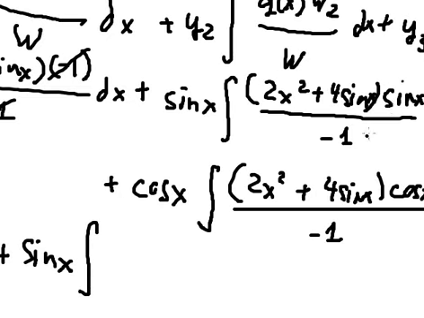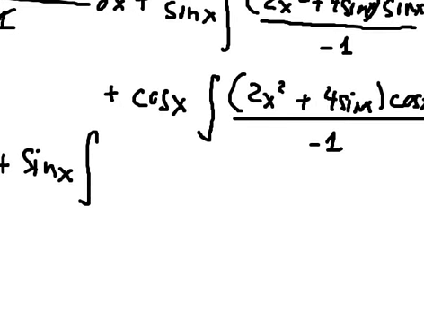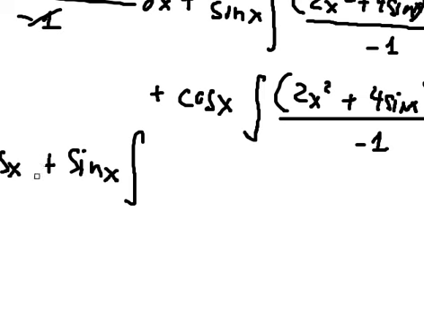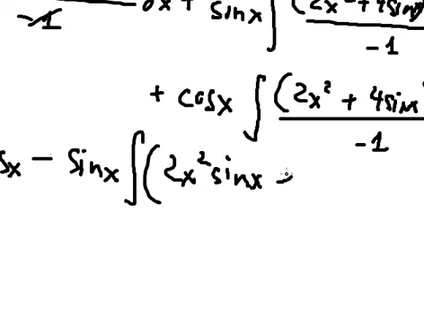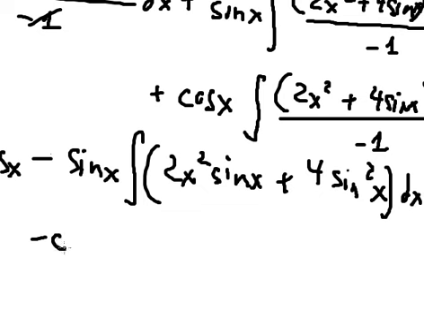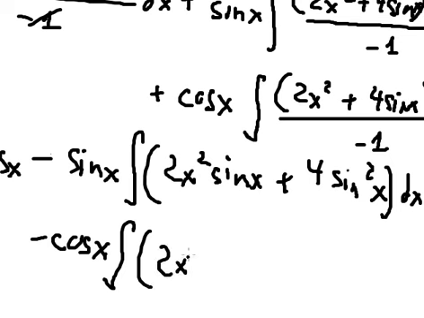The next one, negative, we put negative go outside, so we have negative sine x. So this one, we have 2x squared sine x plus number 4 sine x squared dx. The next one, negative cosine x, and we have the integration of 2x squared cosine x. This one, we have number 4 sine x cosine x.